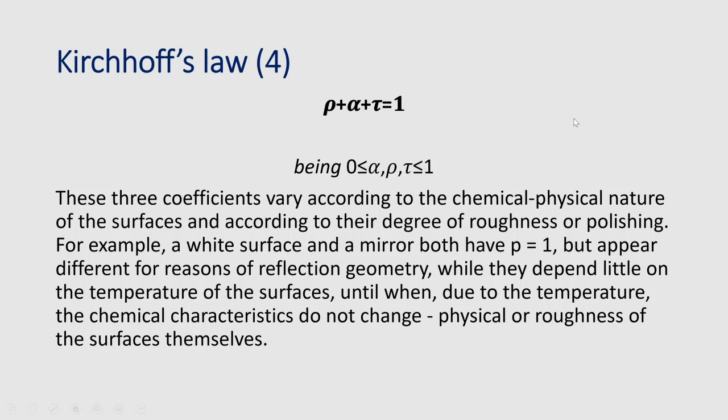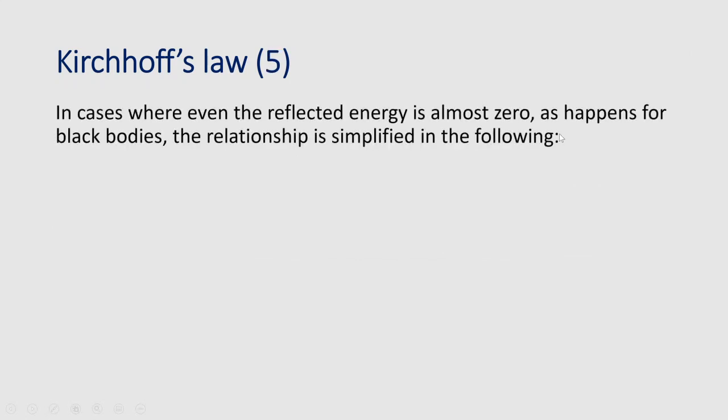All right? Very, very simple. So in cases where even the reflected energy is almost 0, as happens for black bodies, for example, the relationship is simplified in the following way. We will demonstrate that later on, when we introduce the concept related to the interaction between the electromagnetic energy and the surface. We will demonstrate that epsilon is equal to alpha and is equal to 1 for a black body.